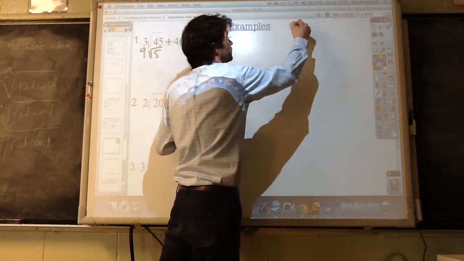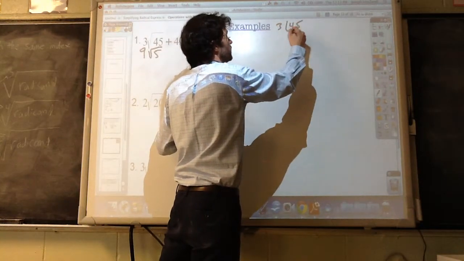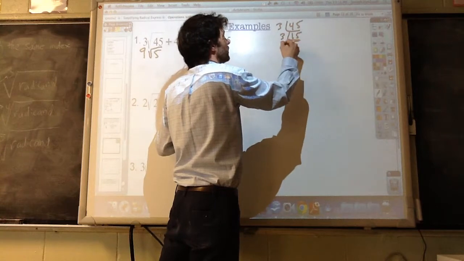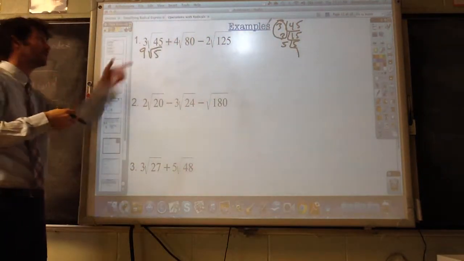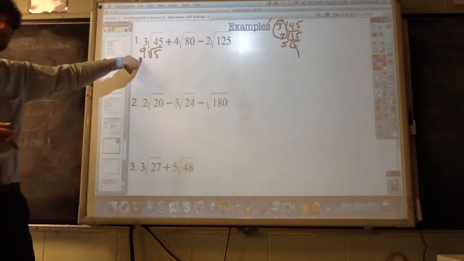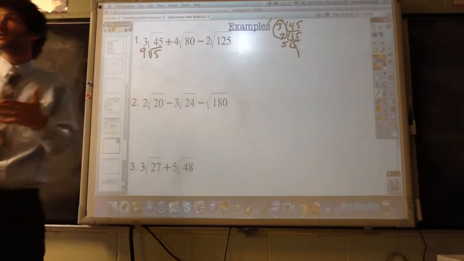Now, let's do it the long way so you can see how I'm getting that. So 45 is 3 times 15. 15 is 3 times 5. 5 is prime. So I got a pair of 3s. That means I can pull out a 3, multiply it times the 3 that's there to get 9, and put back the 5. I'm just doing it mentally instead of with the factor.